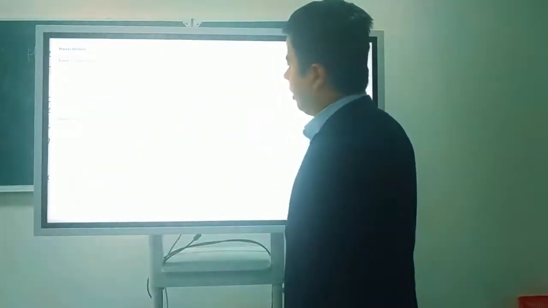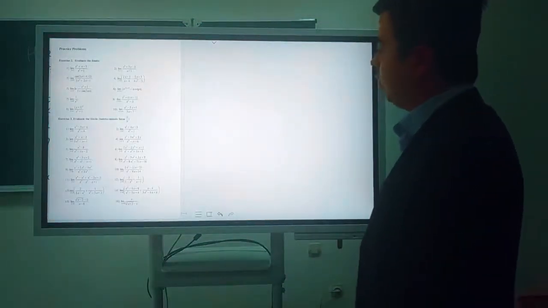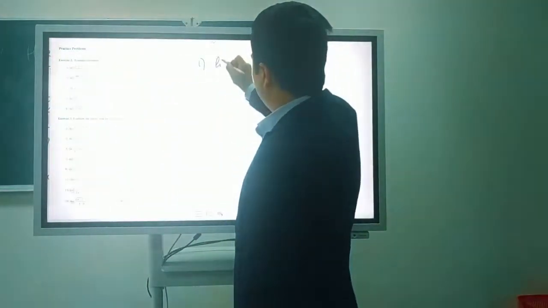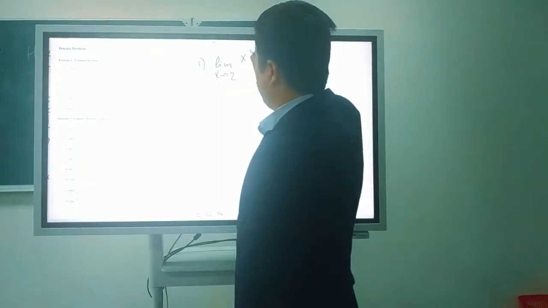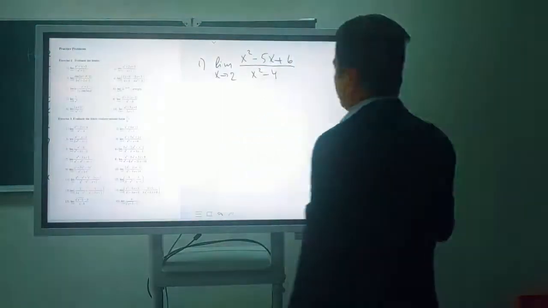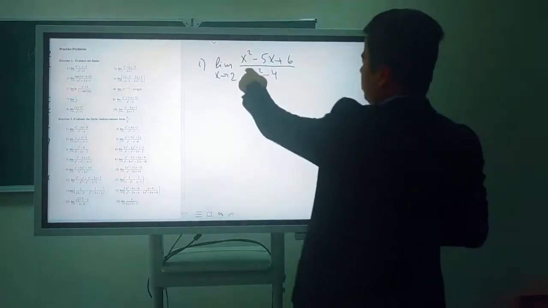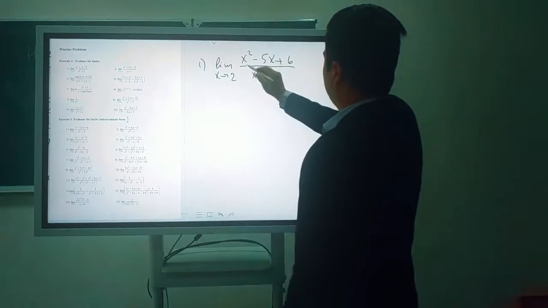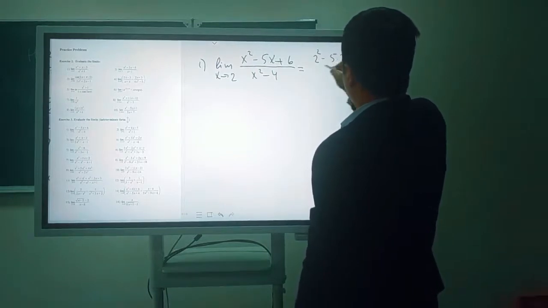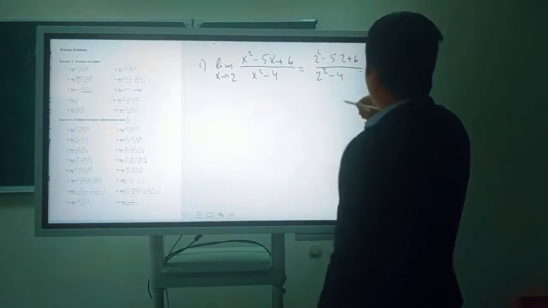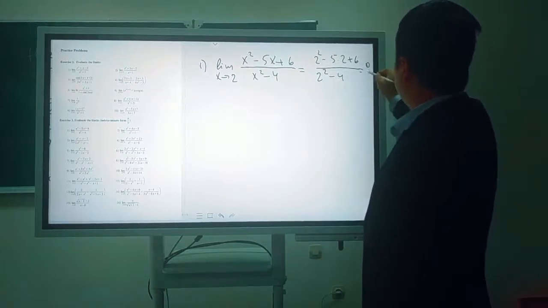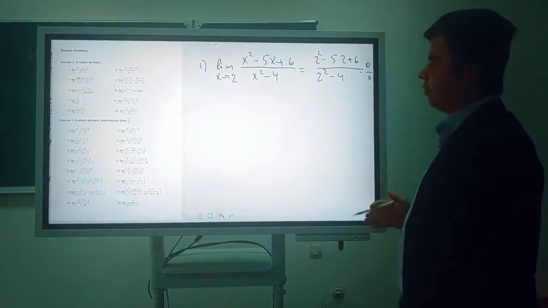Now, next one, number 3, evaluate the limits. Indeterminate form 0 over 0. What does it mean? First example, the limit as x tends to 2 of (x squared minus 5x plus 6) over (x squared minus 4). Why do we call it an indeterminate form? Because if we put 2 here, we have 2 squared minus 5 times 2 plus 6 over 2 squared minus 4. Here we have 0 because 4 plus 6 minus 10 is 0, and this is also 0. So it is 0 over 0. That's why we call it indeterminate form 0 over 0.